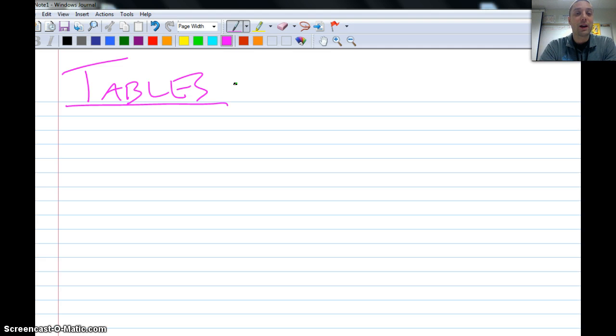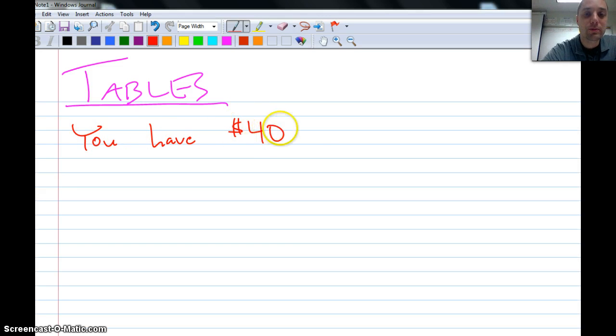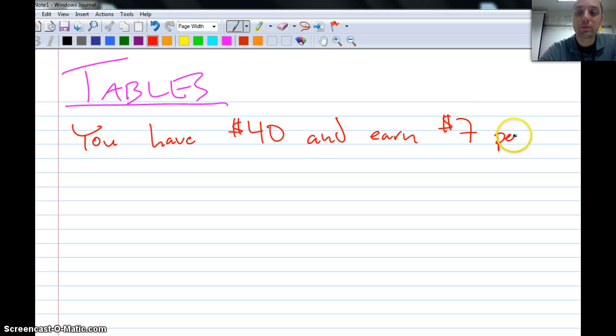So let's say that we've got someone earning money at a job, and they come into the job wanting to make some extra money. So let's say that you already have a whopping $40, but you get a job and you earn $7 per hour. So what we're going to do is make a table about this situation, and we're going to have our independent variable and our dependent variable, if you remember those words from your 6th grade year.